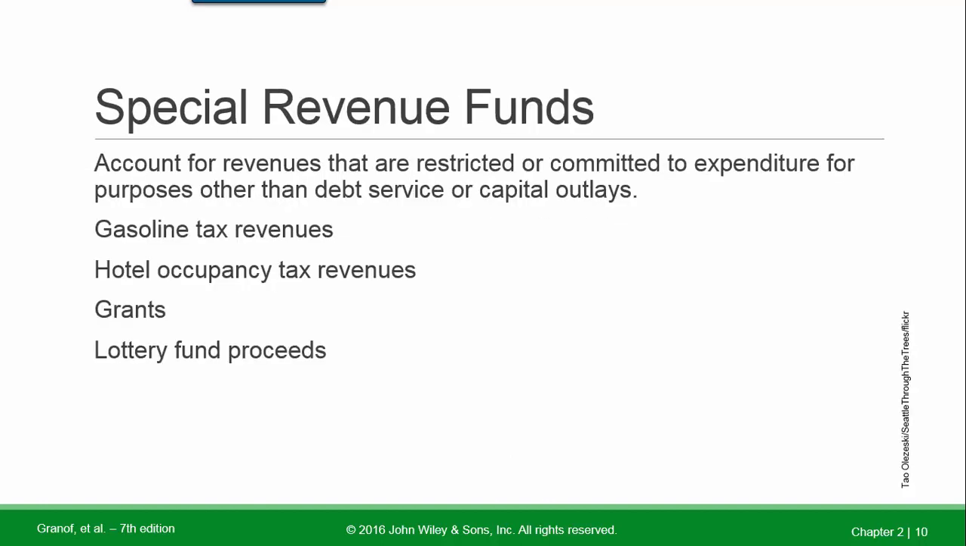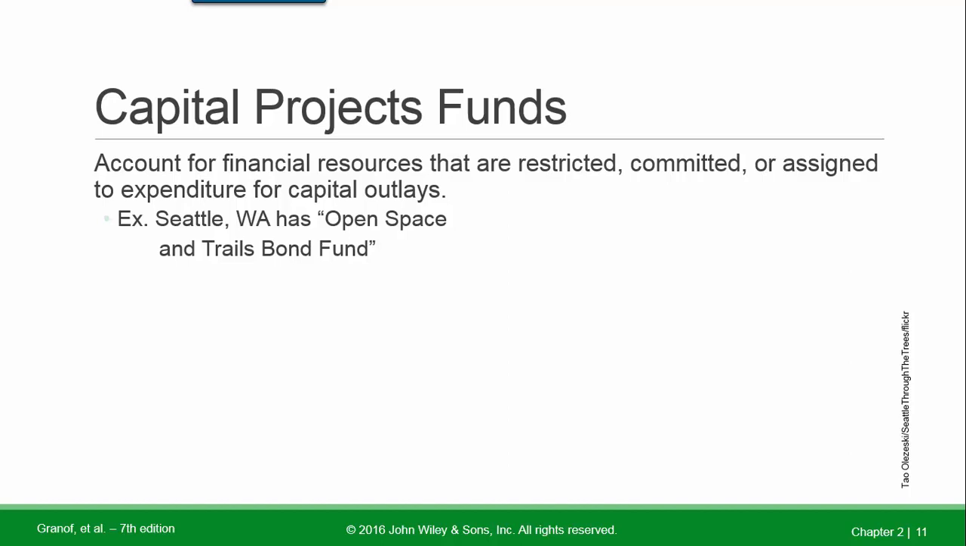Special revenue funds account for revenues that are restricted or committed to expenditure for purposes other than debt service or capital outlays. Examples: gasoline tax, hotel occupancy tax revenues, grants, lottery fund proceeds. The revenues are restricted or committed for special purposes. Capital projects funds account for financial resources that are restricted, committed, or assigned to expenditures for capital outlays. Building a park, building a new courthouse, building a new police building.